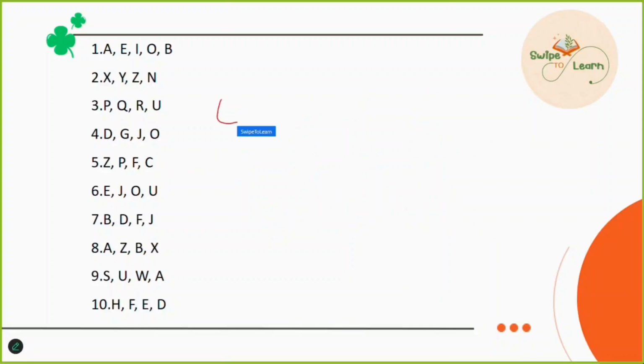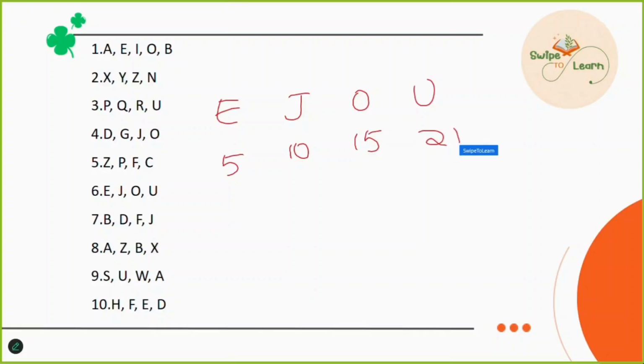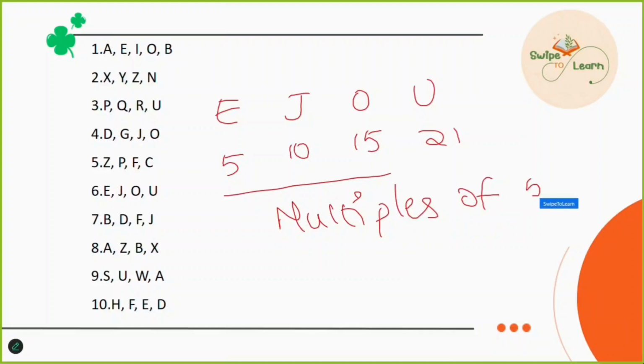Next, E, J, O, U. E is 5, J is 10, O is 15, and U is 21. So we can say that these are multiples of 5. 5, 10, and 15 are multiples of 5, whereas 21 is not a multiple of 5. So U, which is 21, is the odd man out here.